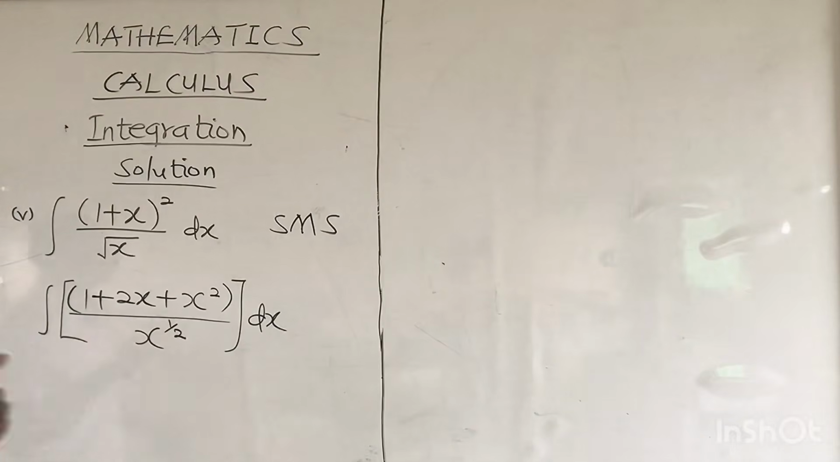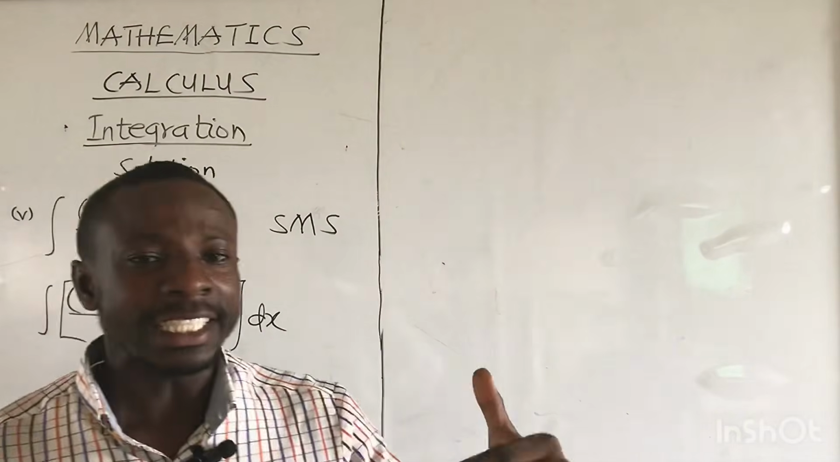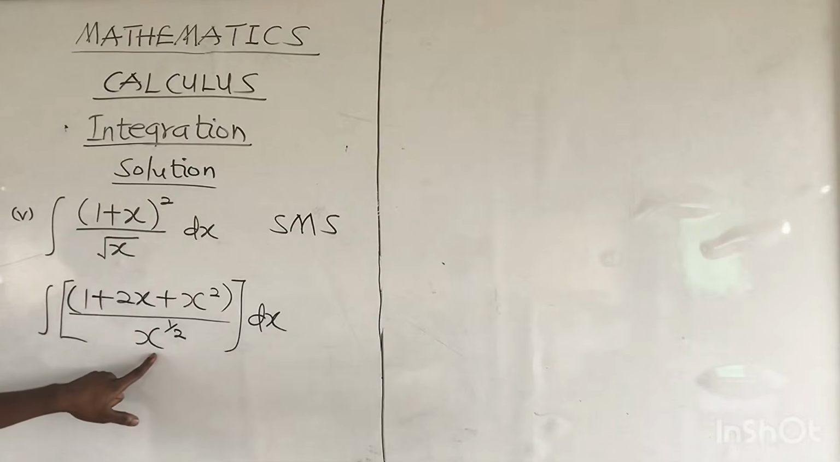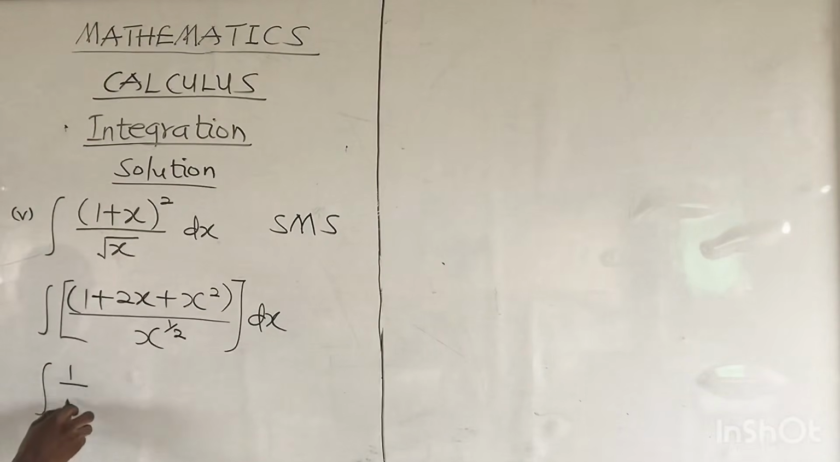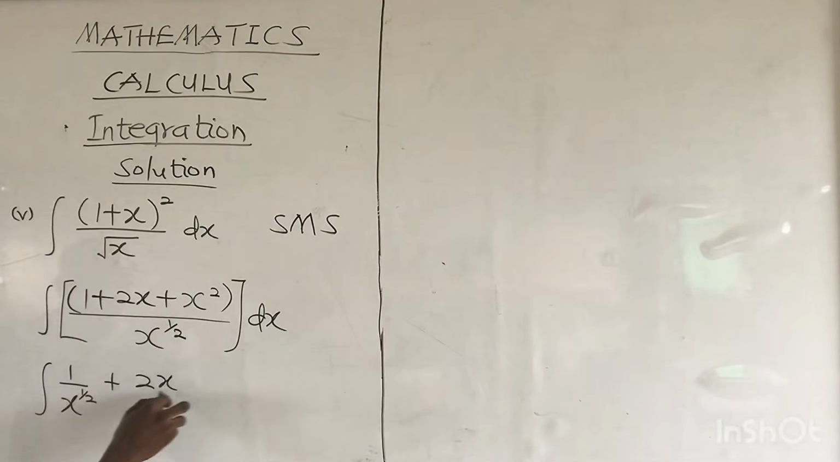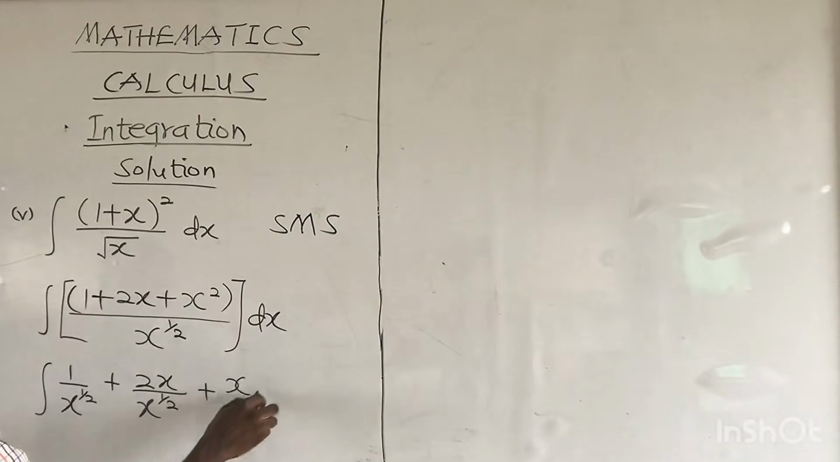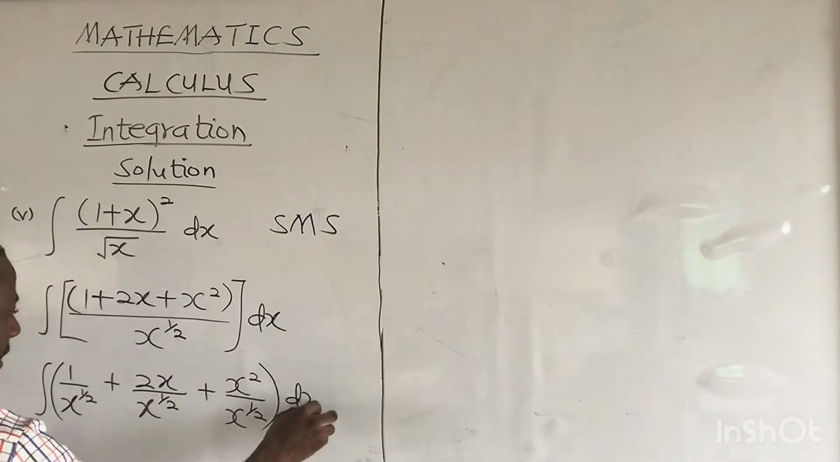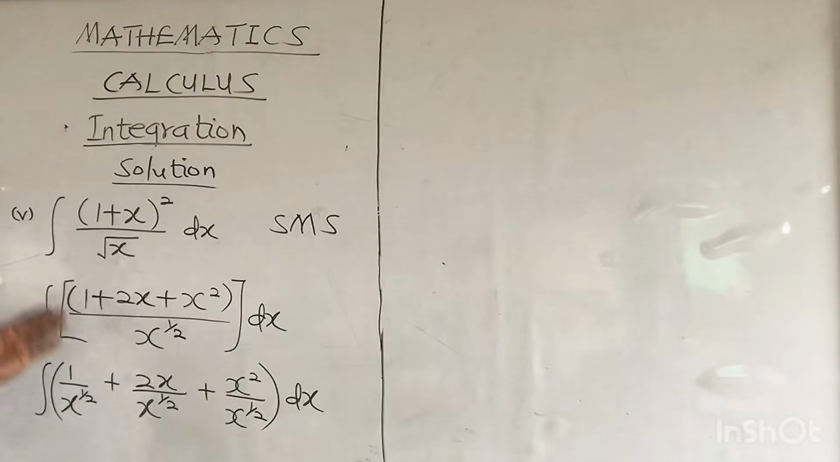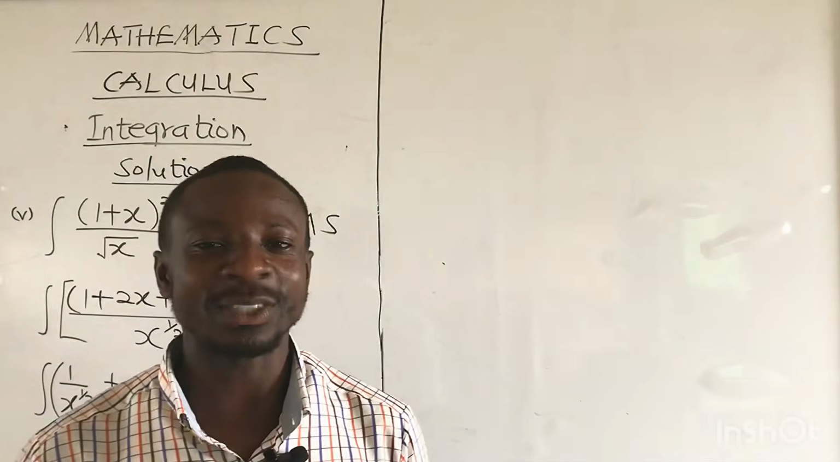When we get here, we are going to divide each term from the numerator by the denominator. So this is how it's going to be. We have 1 over x power half plus 2x over x power half plus x squared over x power half, dx. So we need to simplify what we have in the brackets before we can start with the integration.